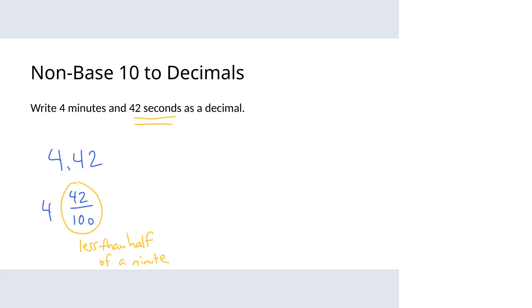And 42 seconds, that's more than half of a minute. And what that tells me is that this can't be right. So if I want to write 4 minutes and 42 seconds as a decimal, I can't just throw it in as 4.42. Instead, I want to take into account the fact that, let's see, how many seconds would there be in a minute?